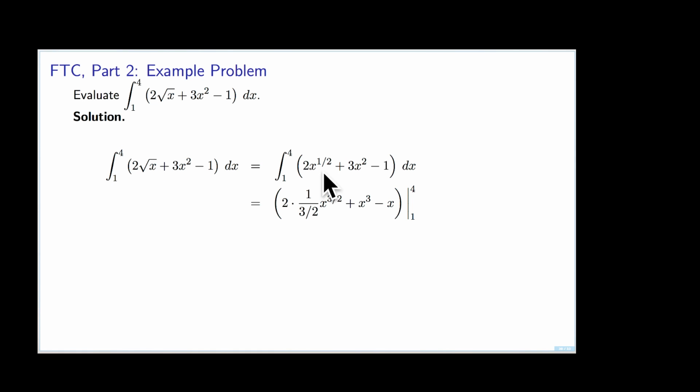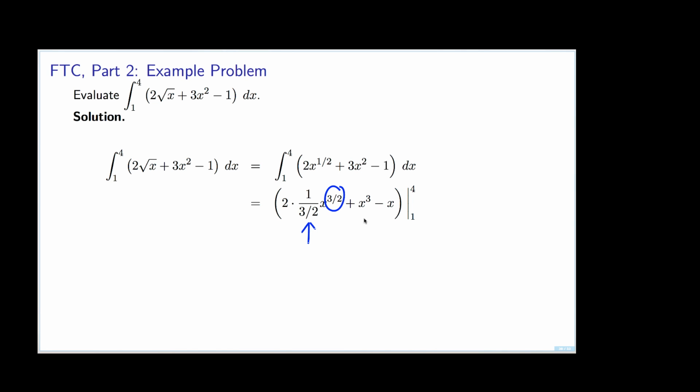Here I have the integral from 1 to 4, 2 root x plus 3x squared minus 1. So we know the first thing we need to do is get an antiderivative of this inside function. So to make the antiderivative process easier, the first thing I'm going to do is go ahead and rewrite 2 root x as 2x to the 1/2 so that I can easily find my antiderivative. So this is going to give me, to get the antiderivative of x to the 1/2, I'll add 1 to my exponent and get 3/2, and then I need a 1 over 3/2 in front to cancel.